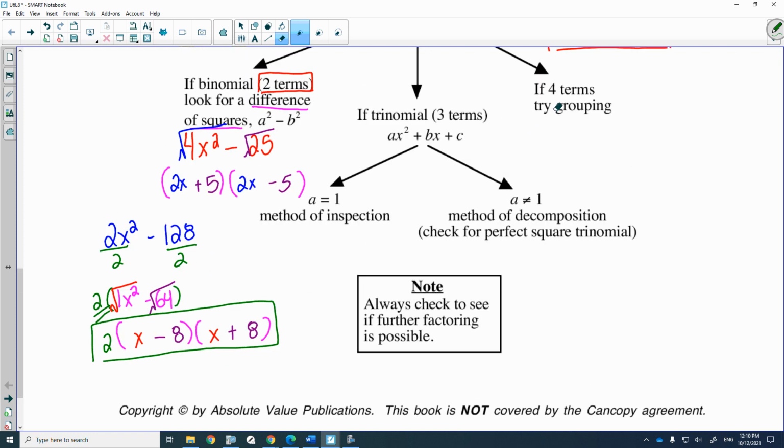Okay, if you have 4 terms, so I'll do an example of 4 terms. 4 terms is something called group factoring.